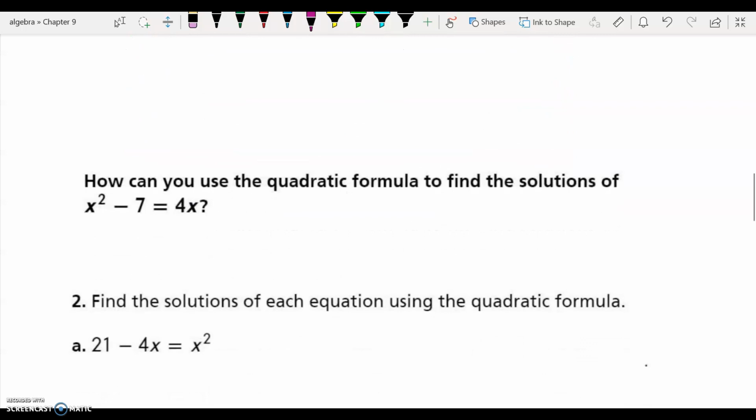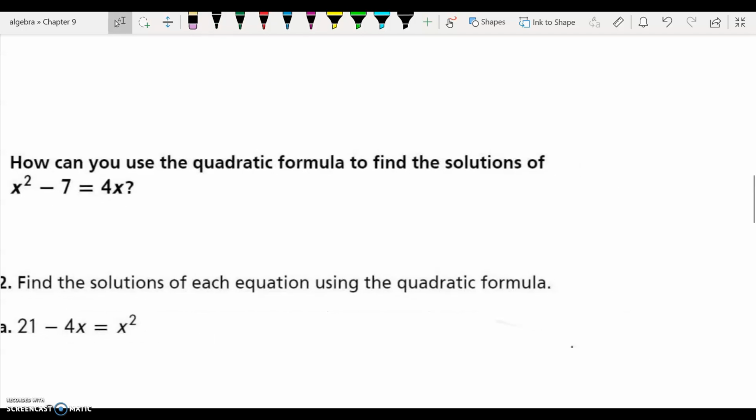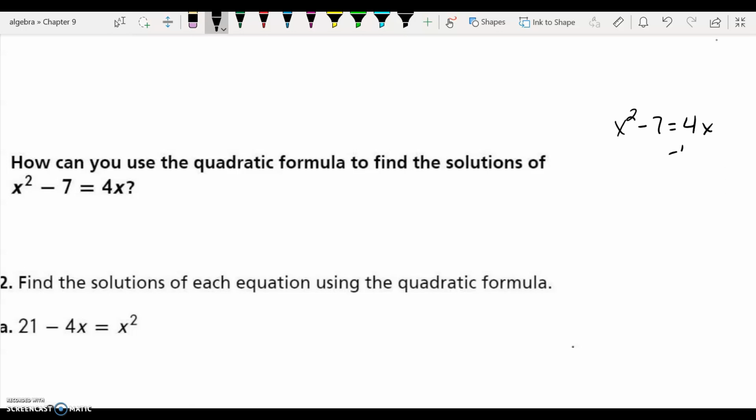So it says, how can you use the quadratic formula to find the solutions of x squared minus 7 equals 4x? Well, the first thing you want to do is you want to get everything to one side. So I'm going to take that equation and I'm going to subtract my 4x over. Now that 4x is going to go in the middle and then minus 7 is going to go at the end. It's going to equal 0 now.